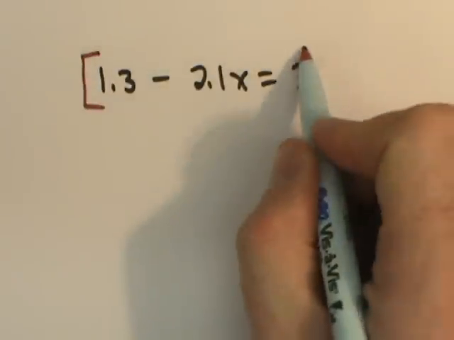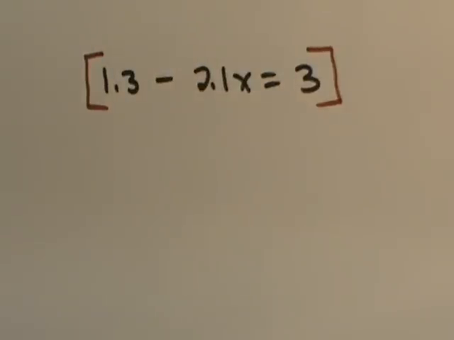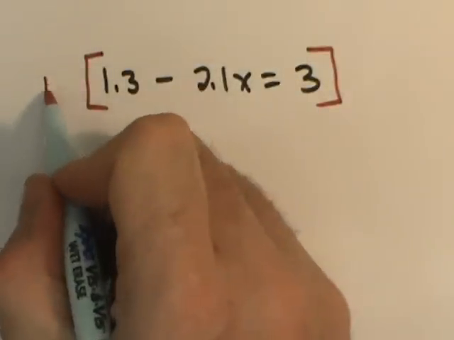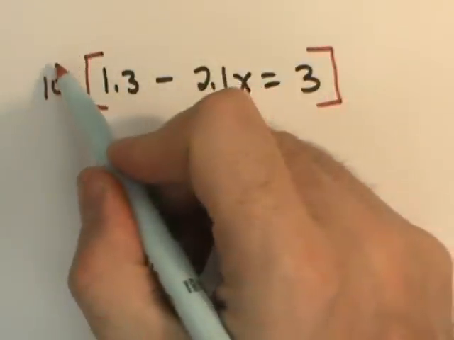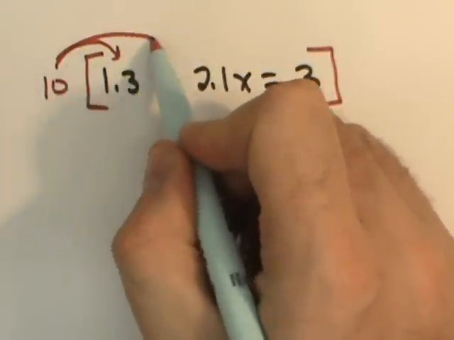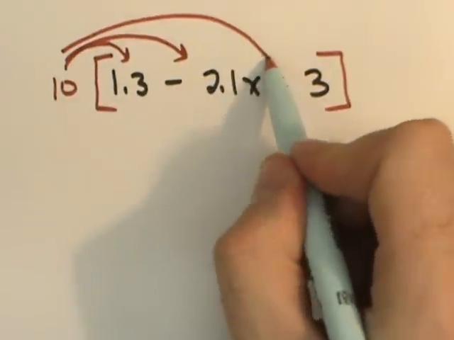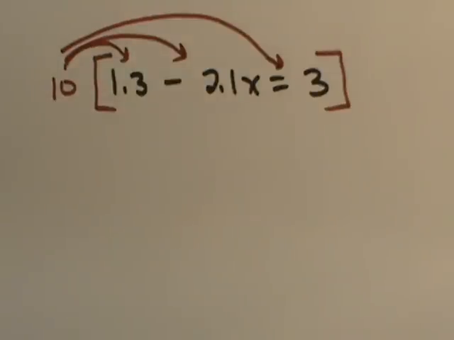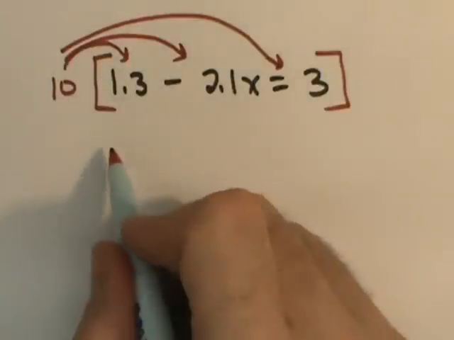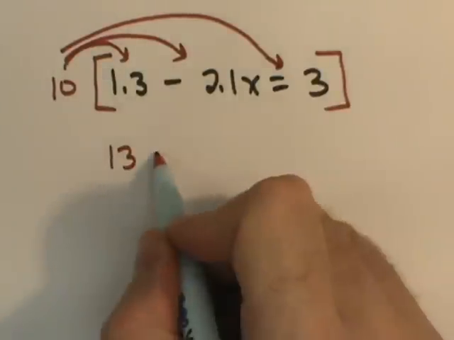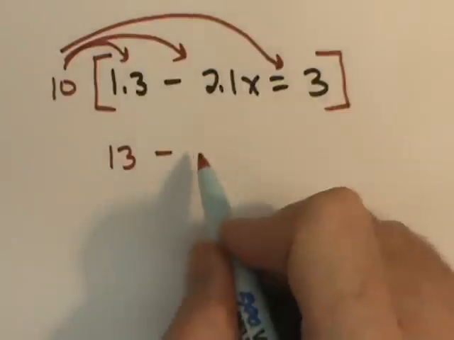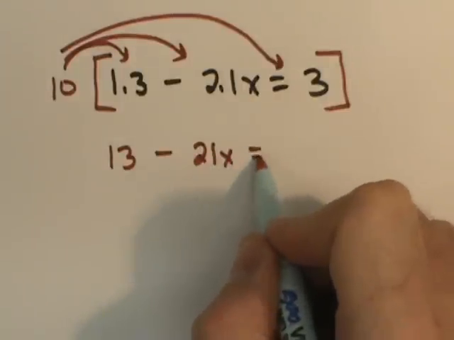So for this problem, I don't want to work with decimals. I'm going to get rid of them. I multiply by 10. I distribute. And as I distribute, I take care to multiply to each and every term. You can't leave anybody out. And so 10 times 1.3 would simply become 13 minus, multiplying by 10 would be 21x here, equaling 30.